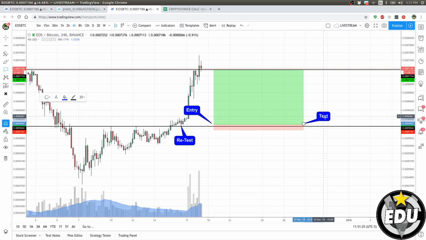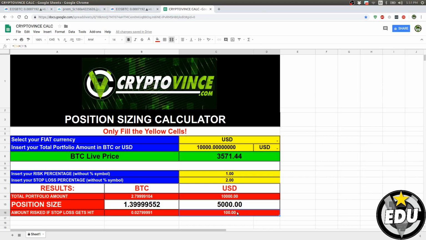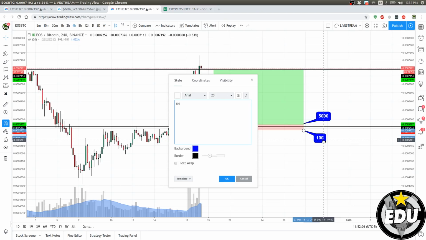Now, if this trade drops and hits my stop loss, how much am I going to lose? Let's see. $100, right? Why $100? Because that's 2% below my entry. That's my stop loss, right? So I'm going to lose $100. Why? Because it's 2% of 5,000. What is 1% of 5,000? 50. So 1% is 50, 2% is 100. So I'm going to lose $100. So in this case, my position will go down to 4,900.